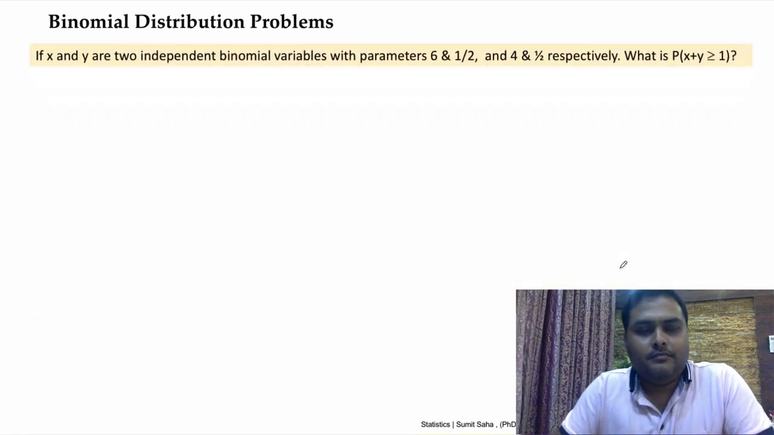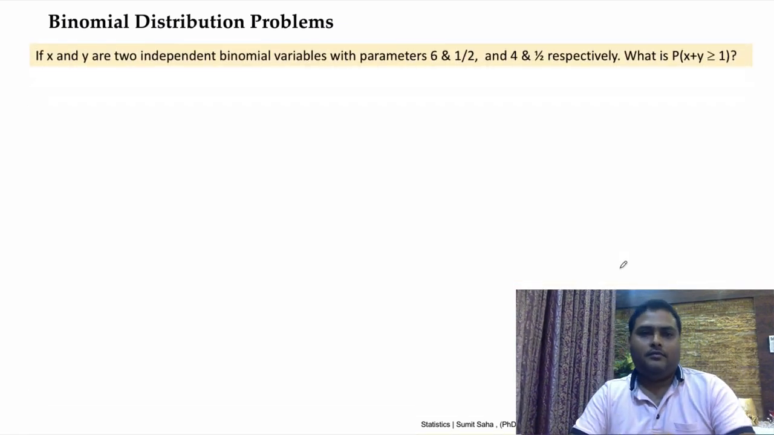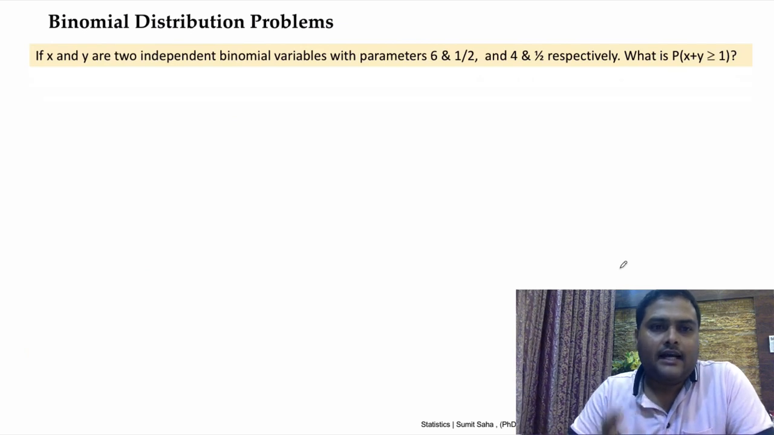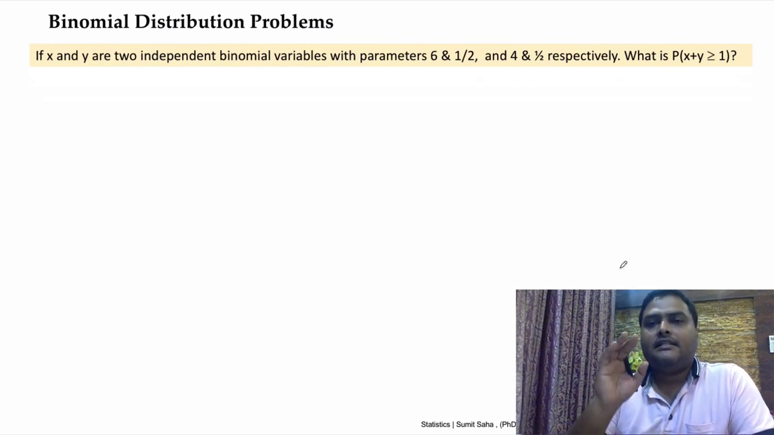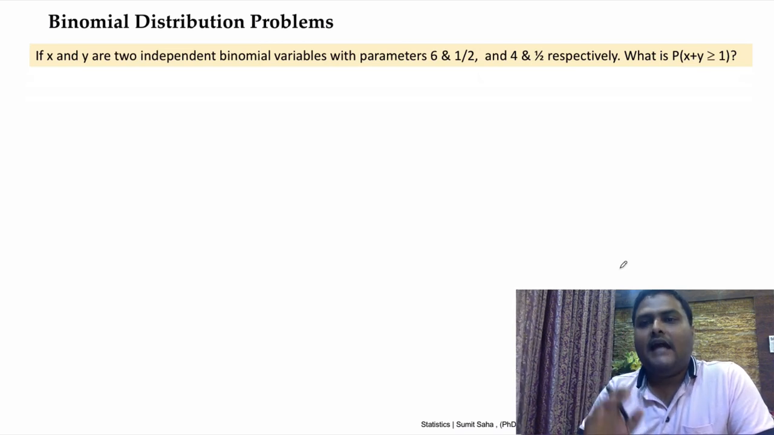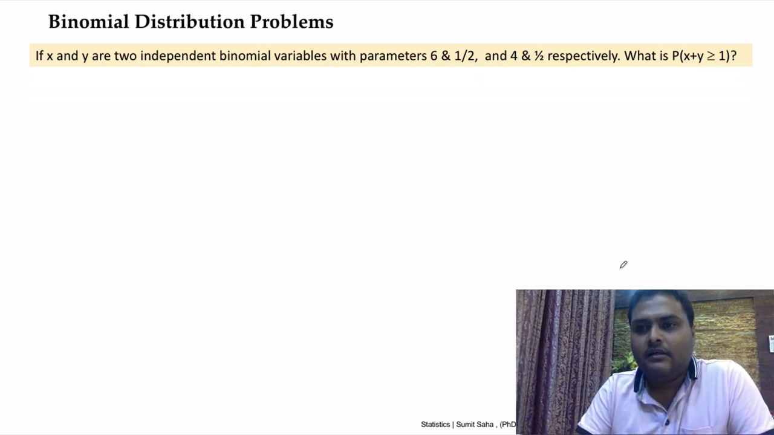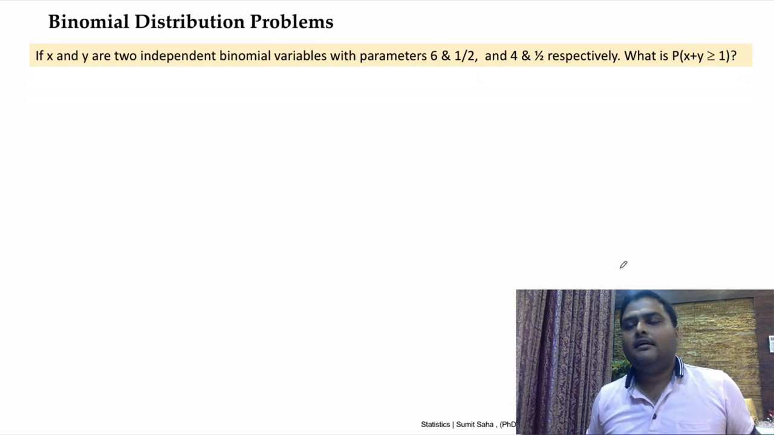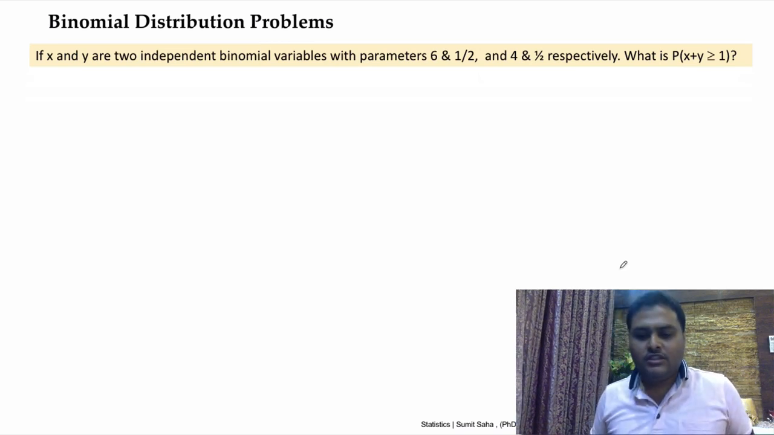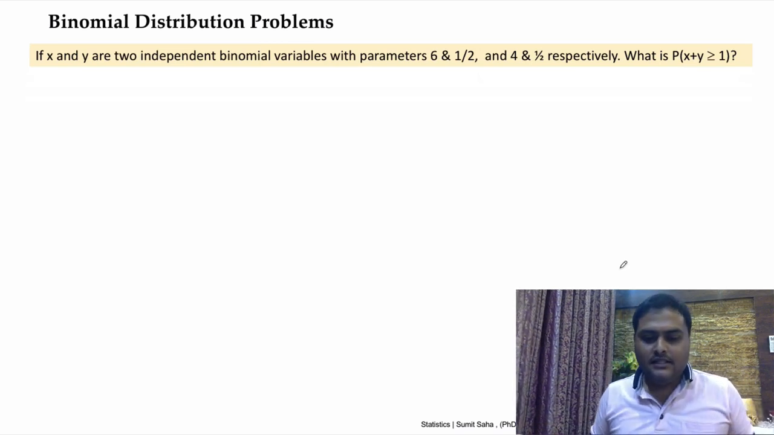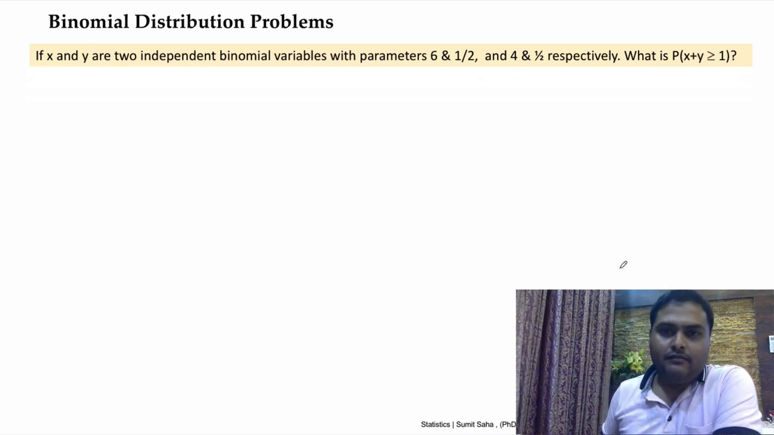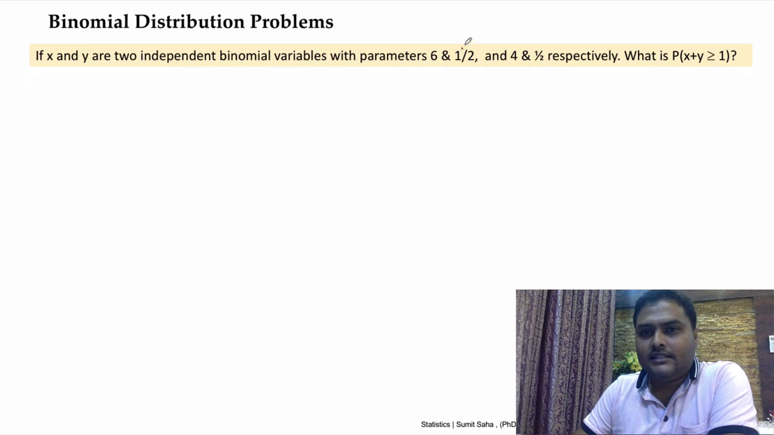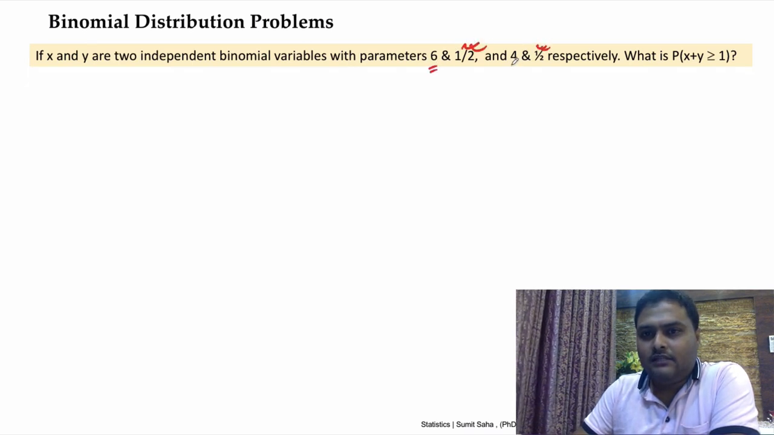Let's consider this problem. This is a typical problem and a different problem. Here it is saying: if x and y are two independent binomial variables with parameters 6 and half, and 4 and half respectively, what is the probability of x plus y being more than 1? Now please understand, in this case we are going to use the additive rule, right? Because in both the cases the p value is the same, only the n value is different, right?